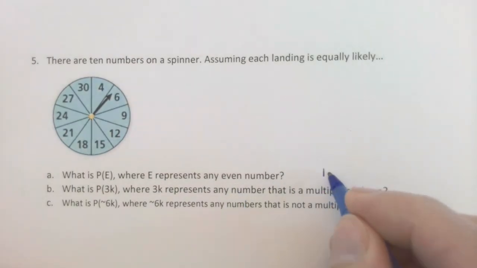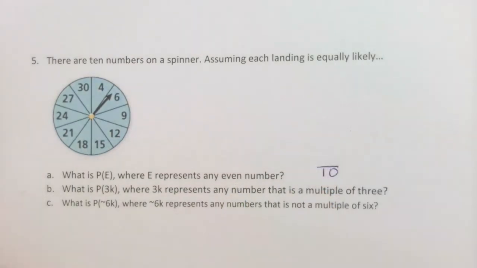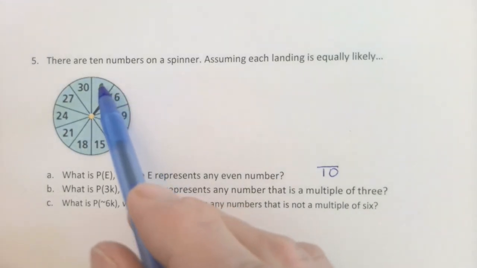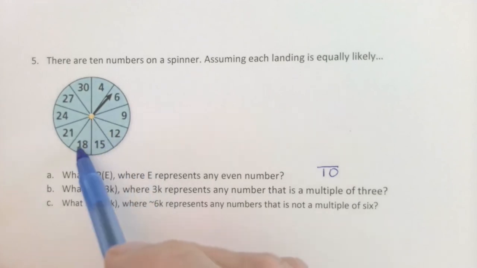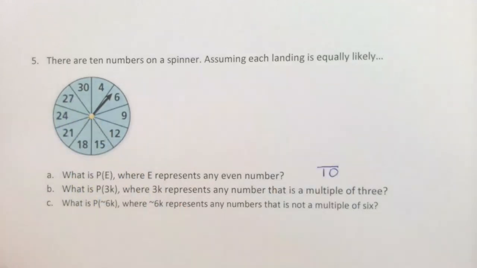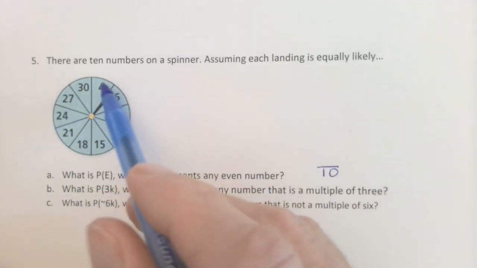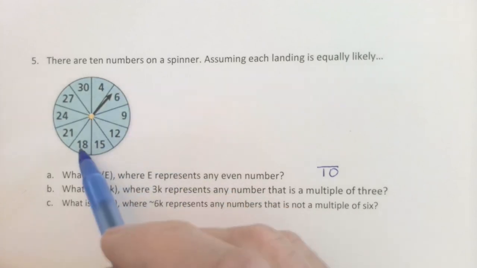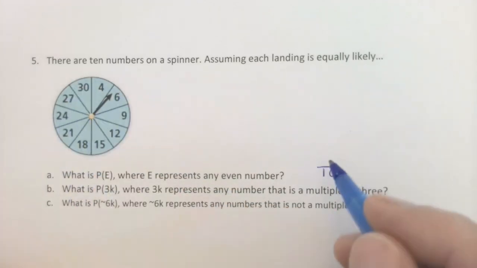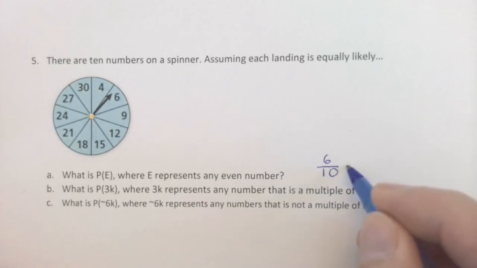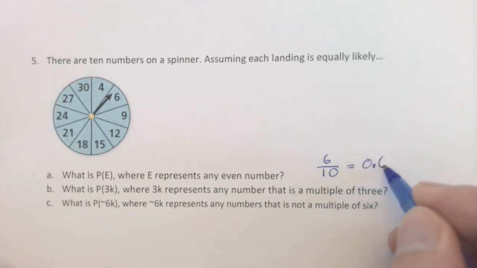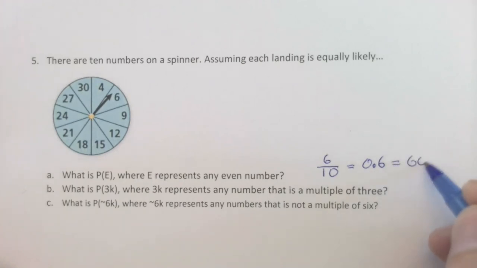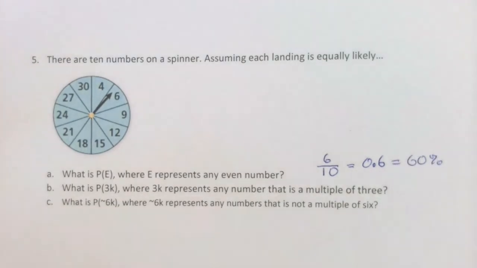Okay, well, it has to be over 10, because there's 10 possible outcomes. And the number of even numbers is 2, 4, 6, 12, 18, 24, and 30, which are all even numbers, so the answer is 6 out of 10, which is 0.6 or 3/5 or 60%. Okay, there's several different ways you can write this. They all mean the same thing.